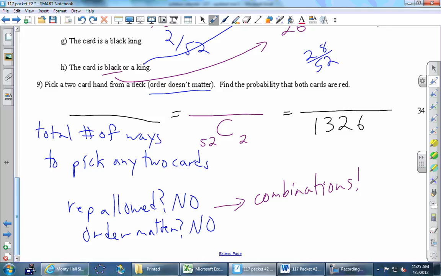Again, we're trying to find the probability that both cards are red. So then in English, we've got to figure out what we're counting before we try to count it. Number of ways to do something. What are we trying to do? Pick red cards. Number of ways to pick how many? 2. Red cards. Yes? Number of ways to pick 2 red cards.